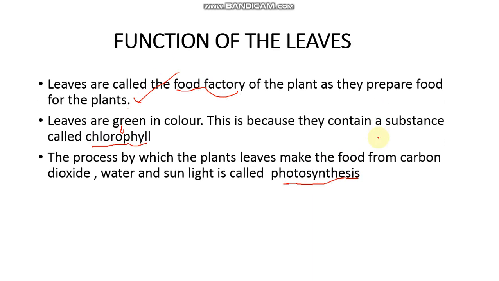Now, the functions of the leaves. Leaves are the food factory. They prepare food for the plants. They are green in color. Why are they green? Because they have chlorophyll. The process by which leaves make food from carbon dioxide, water and sunlight is called photosynthesis. Photosynthesis plays an important role in the leaf.